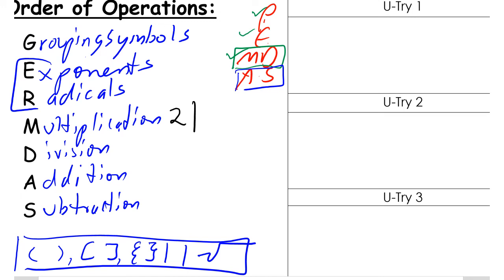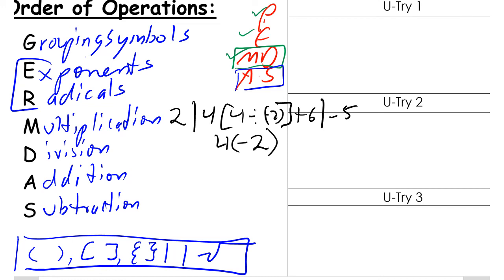2 times the absolute value of 4 times bracket 4 divided by -2, close bracket, plus 6, close absolute value bar, minus 5. Now that's a big one, isn't it? Do we have to follow PEMDAS inside the absolute value bars? Yes, we do. Do we have to follow PEMDAS inside the brackets? Yes, we do. Well, this bracket just has one thing going on. 4 divided by -2 is -2. I'm bringing down everything else. The 4, the absolute value bar, the 2, the positive 6.